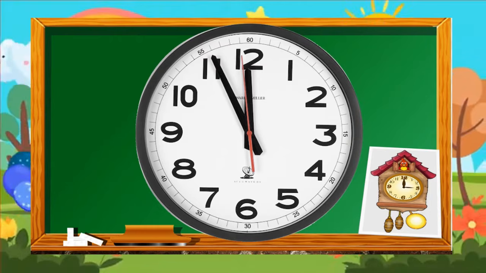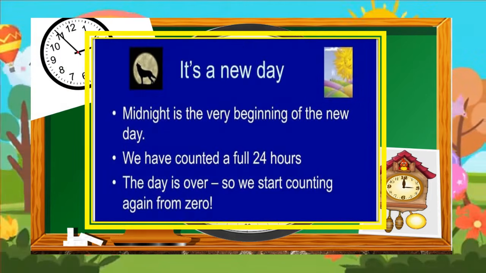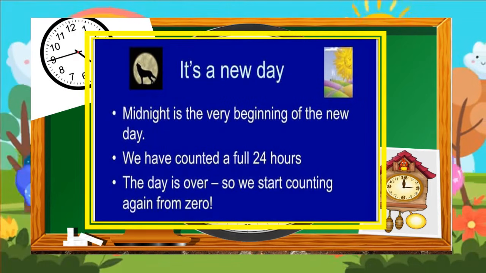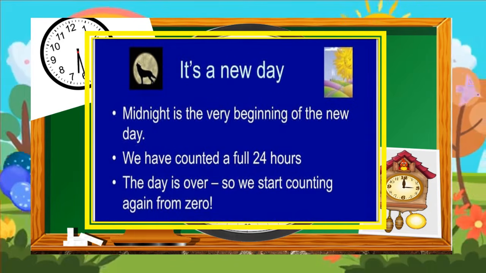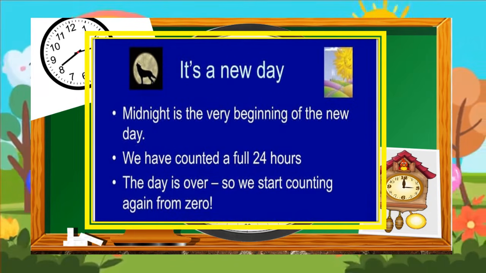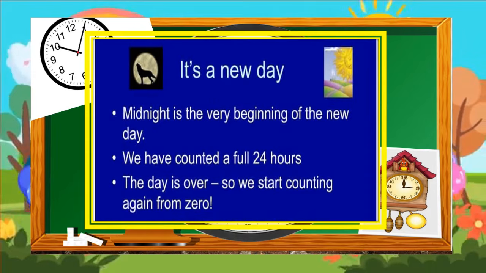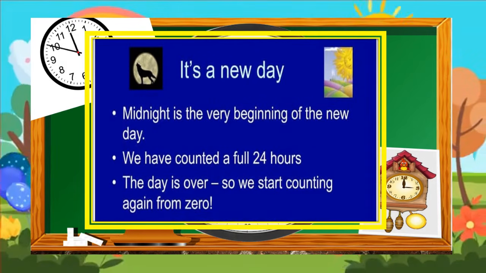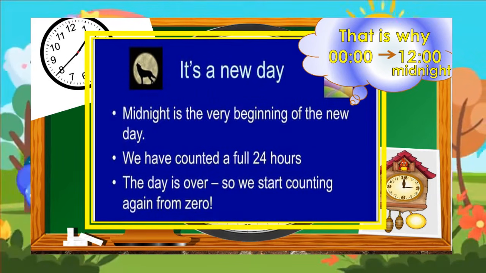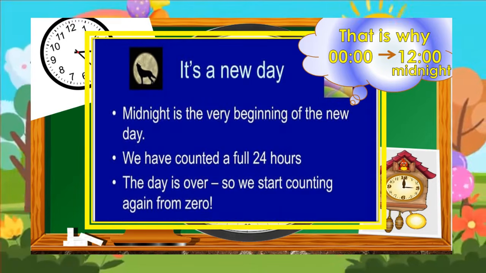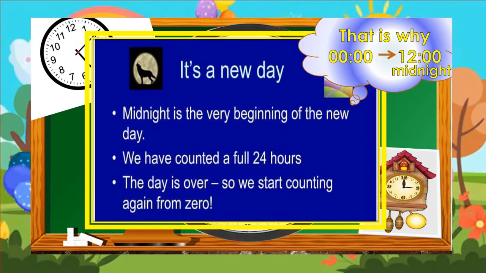Simply because it's a new day. Midnight is the very beginning of the new day. We have counted a full 24 hours. The day is over, so we start counting again from 0. That is why 0100 hours is the same as 12 midnight.